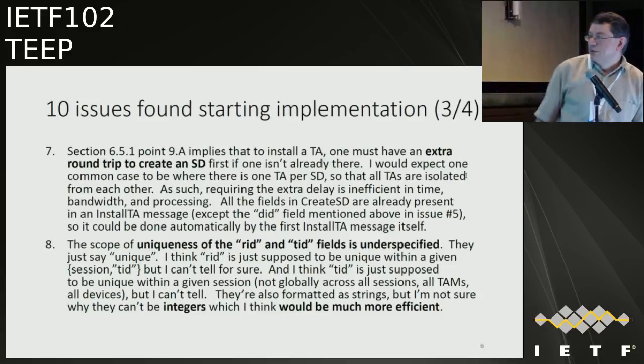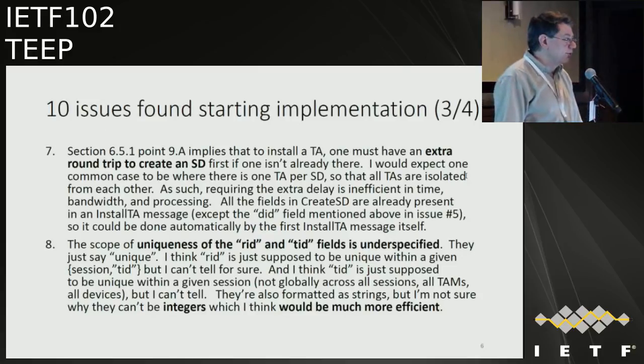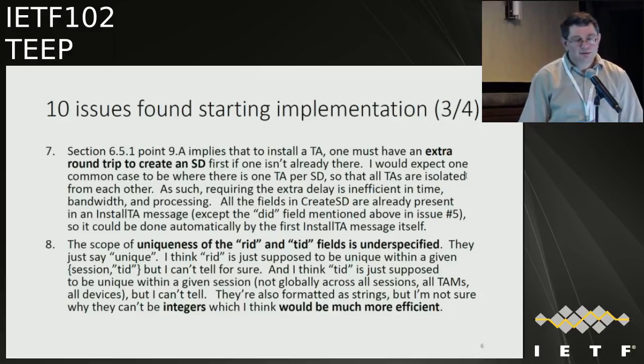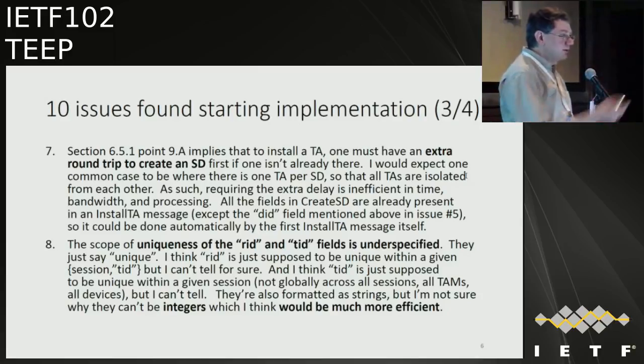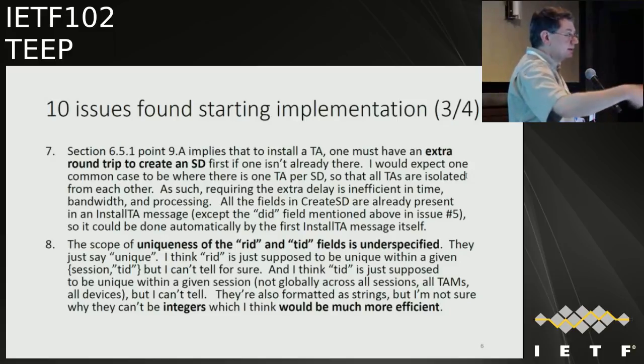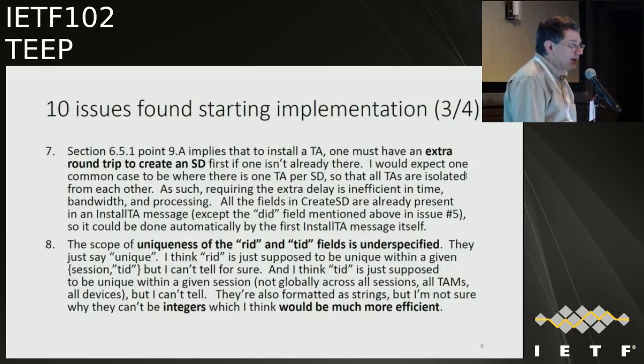There's ID fields that are underspecified, and I think even Andrew agreed, yes, they're underspecified. It just says they need to be unique. It doesn't say what they have to be unique within. Do they have to be globally unique? Do they have to only be unique within a particular session between the TEE and the TAM, right? For example, can I use a sequence number or not? If I use a sequence number, it is not globally unique. It's unique within my session. It didn't say.